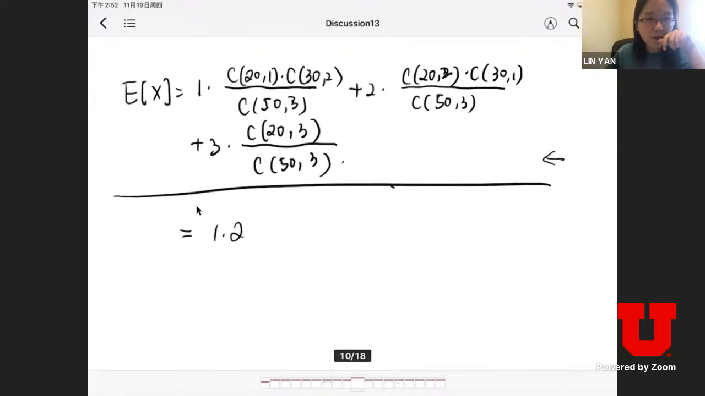So are we allowed to use calculators on the quiz or final? No, you are not allowed to use calculators. And if there are some calculations, you should do it by hand because it will not be difficult.